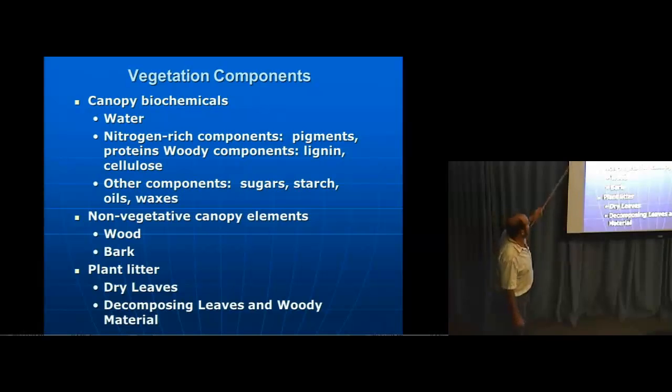So here are some of the components in the canopy, nitrogen-rich components. In fact, they're used to estimate the amount of nitrogen, which is an indicator of the health of the forest. Sugar, starch, oils, and waxes. The non-vegetative canopy components are important, and in fact, dry vegetation has a fairly characteristic signature. I'm not sure if I have it in here, but I'll show it to you at some point.